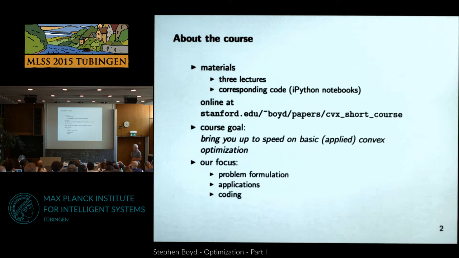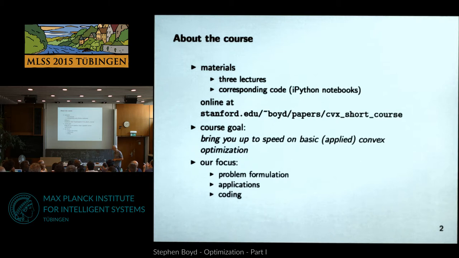Now, the course goal is actually, just to be very clear about it, to bring you from zero to functional in convex optimization. So that's kind of the idea. Now, that means we're not going to focus on things like the theory. I'm going to say absolutely zero about algorithms. I will say why later. But what we're going to focus on is problem formulation. We're going to look at a lot of applications, and we're actually going to be talking a little bit about coding in higher level languages, domain-specific languages for optimization. So that's going to be the focus.